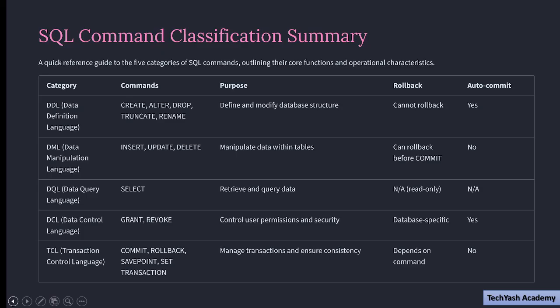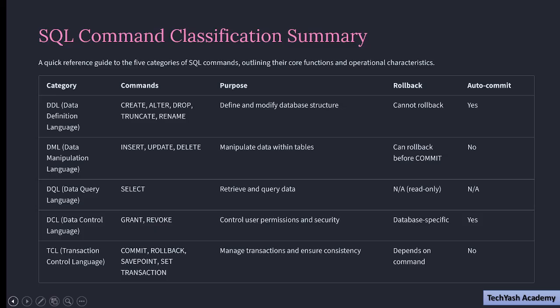The DML commands are the data manipulation language, which is used to insert, update, and delete data. We can manipulate data within the table, and it can be rolled back before the commit. Auto commit does not happen with DML commands. DQL is the data query language, which is used with the select clause. It helps in retrieving and querying the data using the select clause. Rollback is not available, and auto commit does not happen with it.